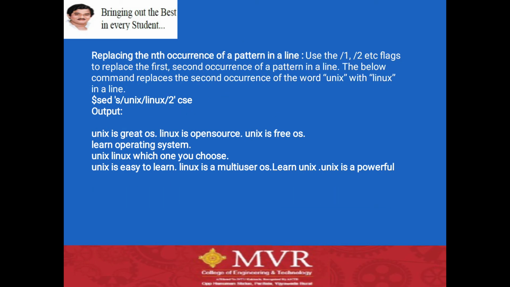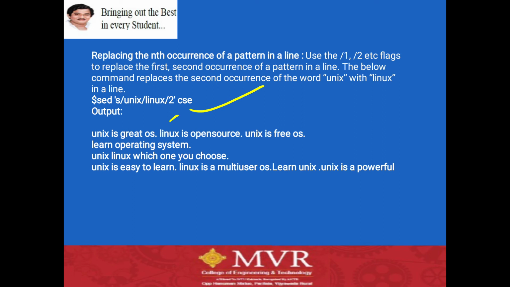And now, replacing the nth occurrence of a line. As I said, we cannot replace the second and third occurrences, by default only the first occurrence is replaced. So we need to specify some other syntax so that you can also substitute the nth occurrence. That means the second or third or fifth or sixth occurrence, you can do that also. For that, the syntax is the same, but after this Linux forward slash, you need to specify the occurrence number.